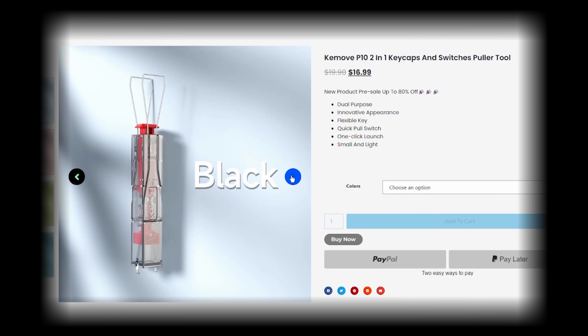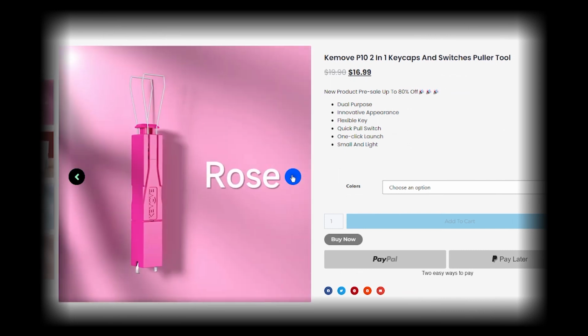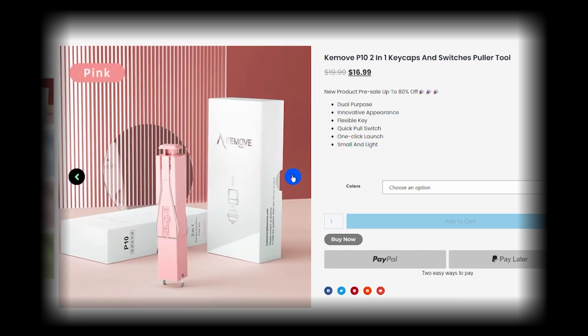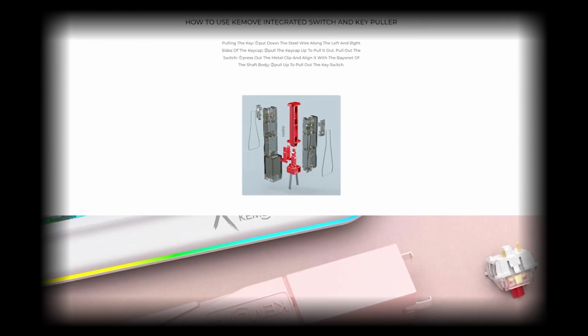This switching keycap puller is priced under $20 and is readily available on Kemove's official US Amazon store or on their website at kemove.com. Their website is actually pretty good too. It reminds me of KeyChron's website because their product pages have a ton of graphics and details about their designs.